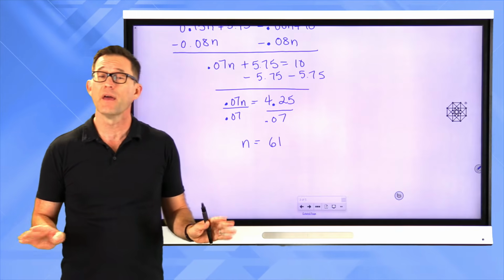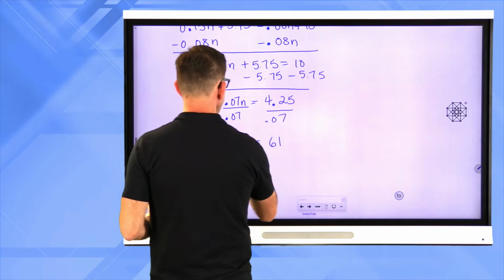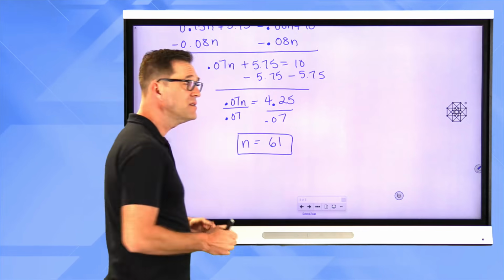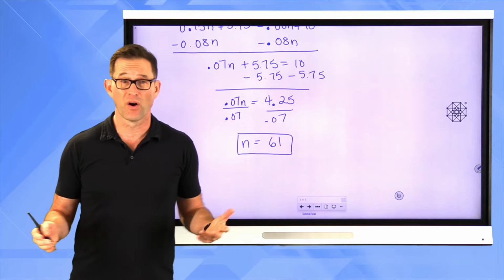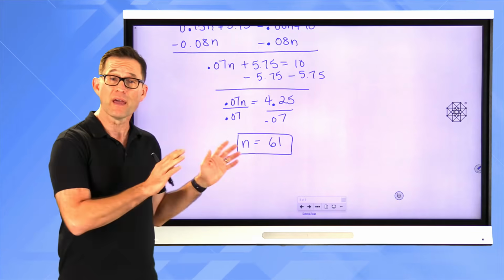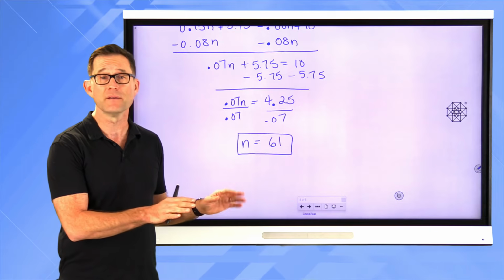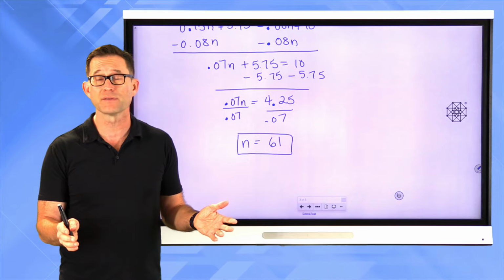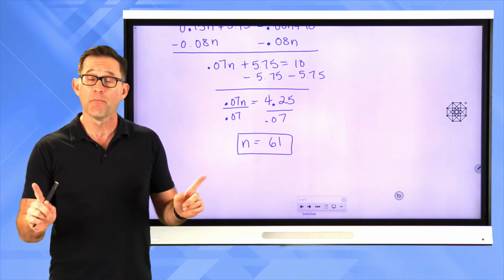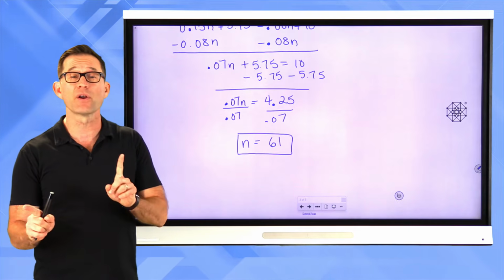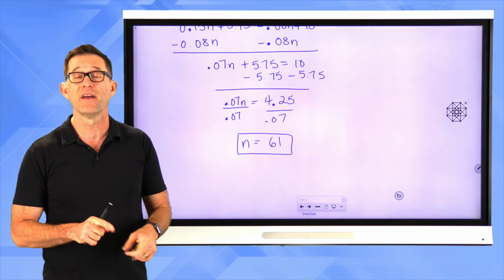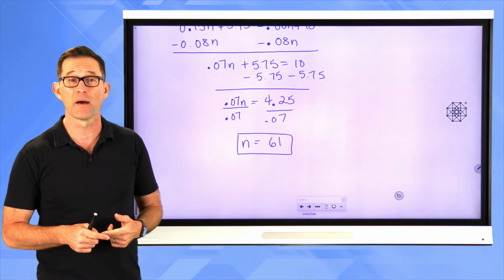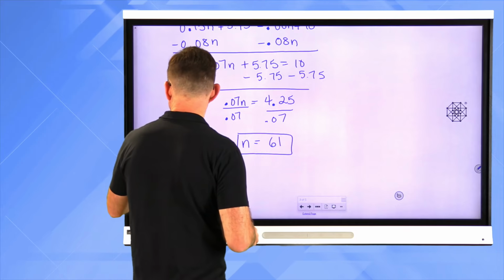Okay, so the question then becomes, what is the difference in the cell phone plans at that point, right? If it was exactly 61, right, we didn't just round there, then of course the difference between the two plans would be 0. But we can now use the 61 to figure out the cost of both plans and how different they are at that point. So let's do that really quickly as well.